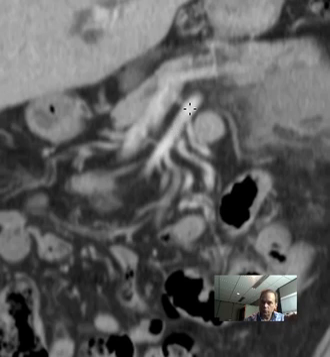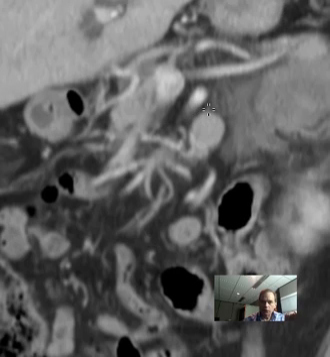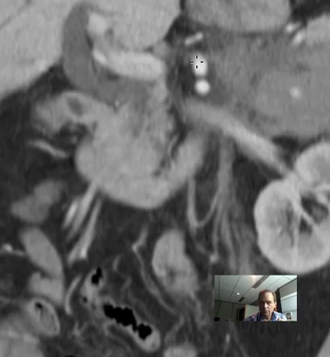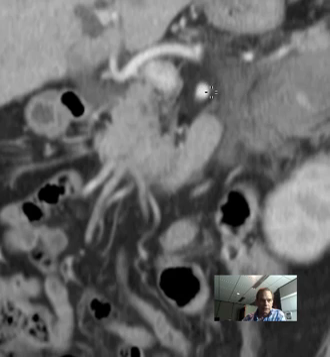Now, if you don't believe that's a superior mesenteric artery, you follow it backward toward the aorta, and you see, aha, it is the second branch off the abdominal aorta. Here's the celiac artery, here is the superior mesenteric artery. So again, moving forward, you follow the superior mesenteric artery.